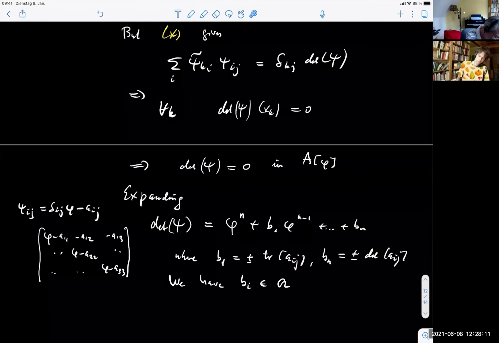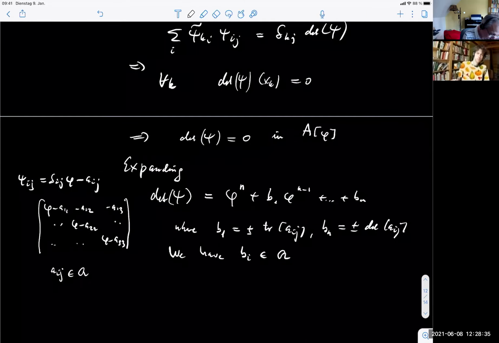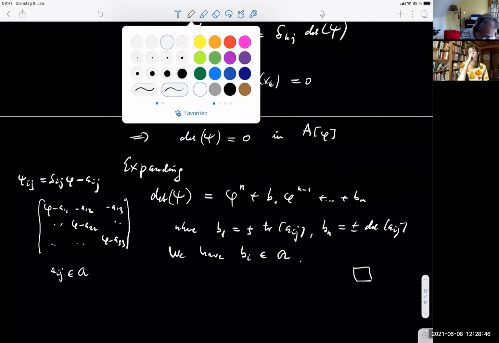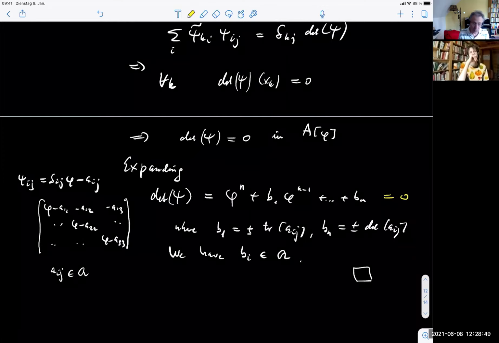So maybe I write it here. The Aij are in my ideal. Here is the product, and in between you have to imagine how the B's look exactly, then you see they lie in the ideal. Because it's always a sum of products, and in each product you have at least one element of the ideal times something. So this is the proof. Now I have my relation. This is 0, and it has this form.